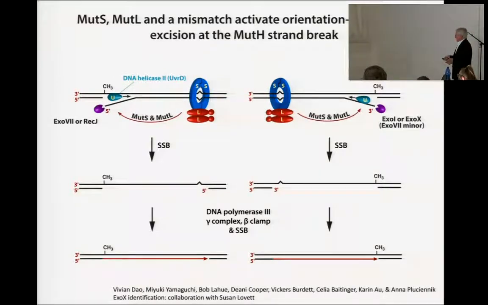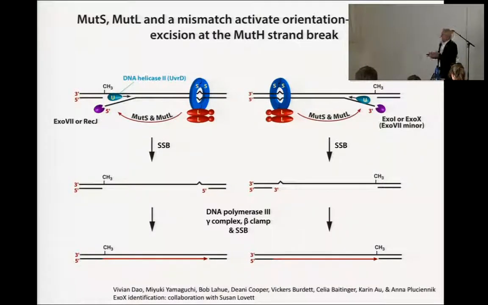Bob LeHue, Dina Cooper, and Vickers Burdett showed that this single strand that's displaced by helicase unwinding is then degraded by one of several single-strand exonucleases. When the strand break is 5' to the mismatch, degradation of that segment depends on either exonuclease 7 or RecJ exonuclease, and when the strand break is 3' to the mismatch, excision is mediated by exonuclease 1 or exonuclease 10.